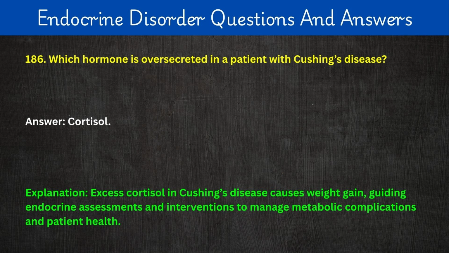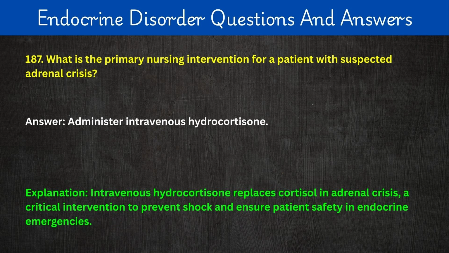endocrine stability. 186. Which hormone is oversecreted in a patient with Cushing's disease? Answer: cortisol. Explanation: excess cortisol in Cushing's disease causes weight gain, guiding endocrine assessments and interventions to manage metabolic complications and patient health. 187. What is the primary nursing intervention for a patient with suspected adrenal crisis? Answer: administer intravenous hydrocortisone. Explanation: intravenous hydrocortisone replaces cortisol in adrenal crisis, a critical intervention to prevent shock and ensure patient safety in endocrine emergencies.